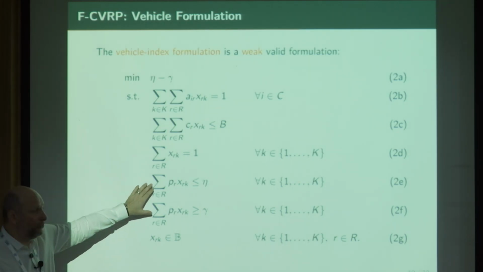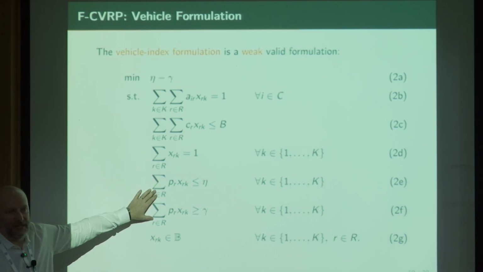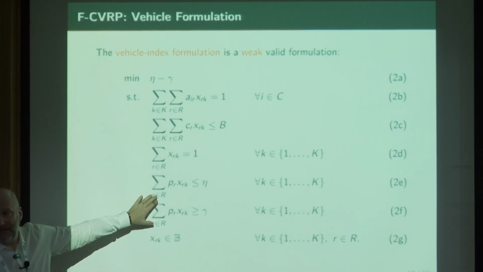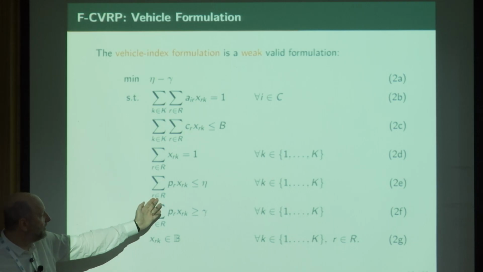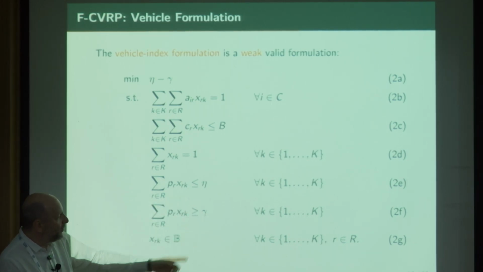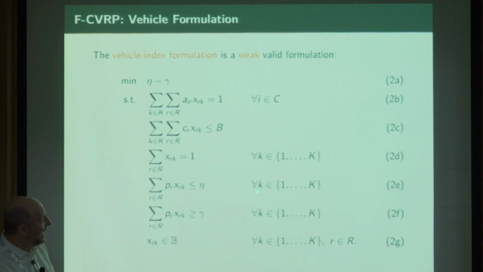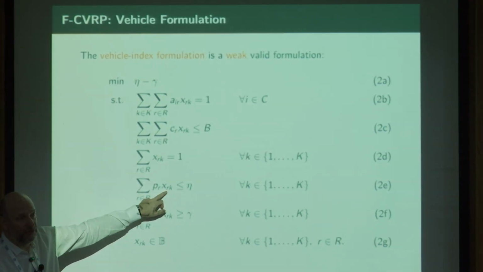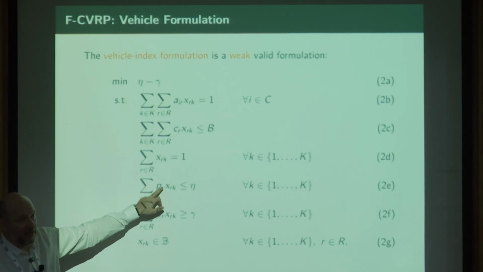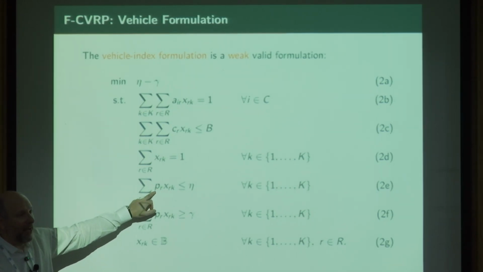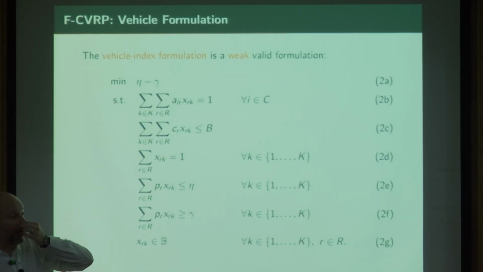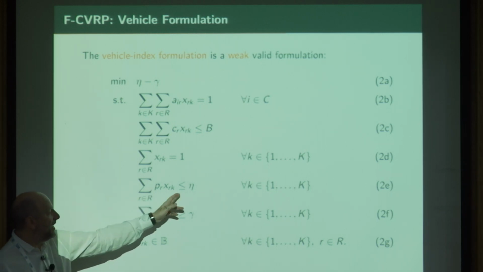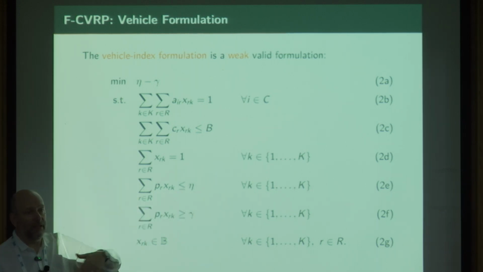it is easy now to model the constraints over eta and gamma, right? It simply says that for every vehicle k, if I cover the route R with vehicle k, the variable is equal to 1, then P_R is going to be the payoff of the route R, and eta has to be at least as big as this payoff.